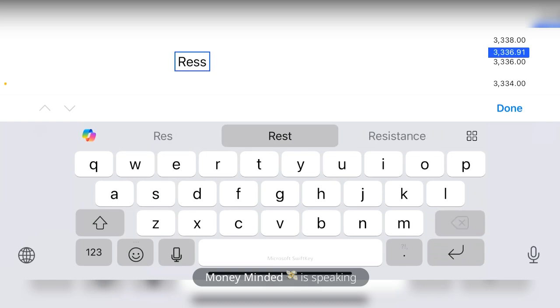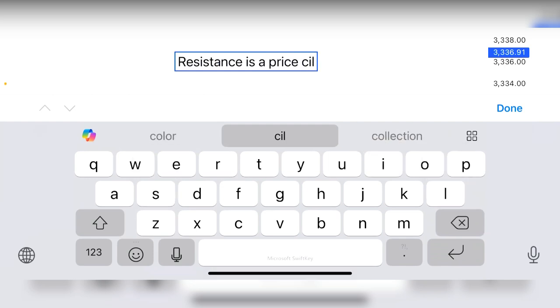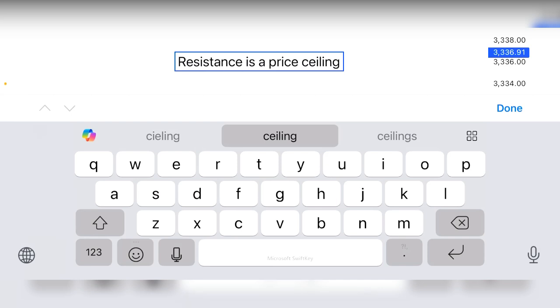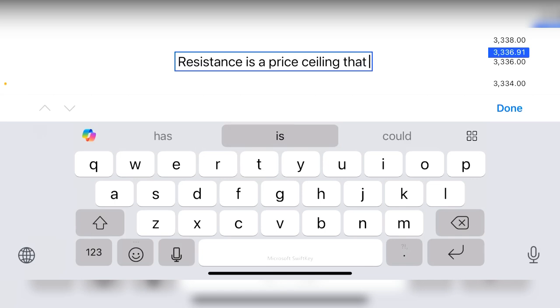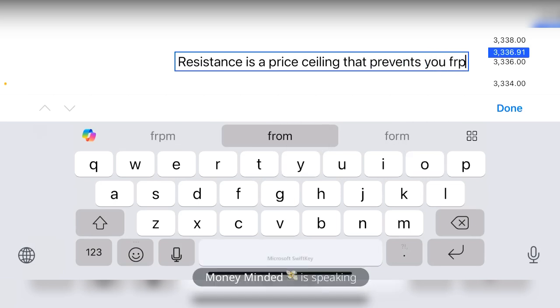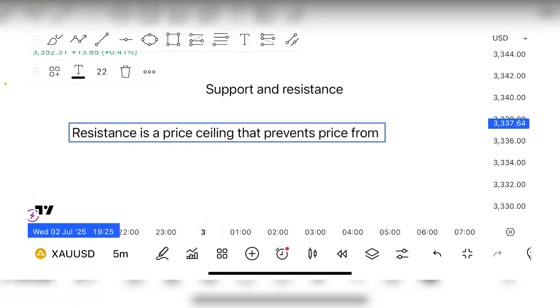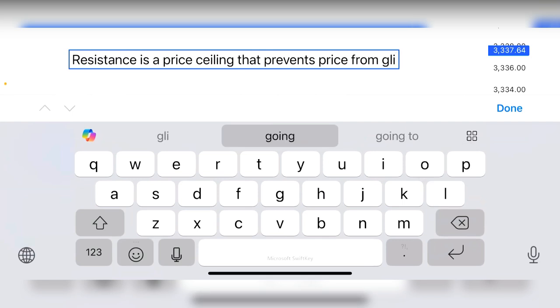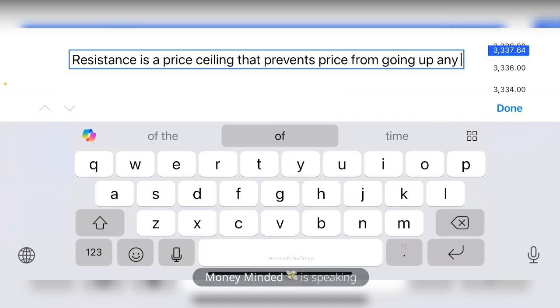Resistance is a price ceiling that prevents price from going up any further.